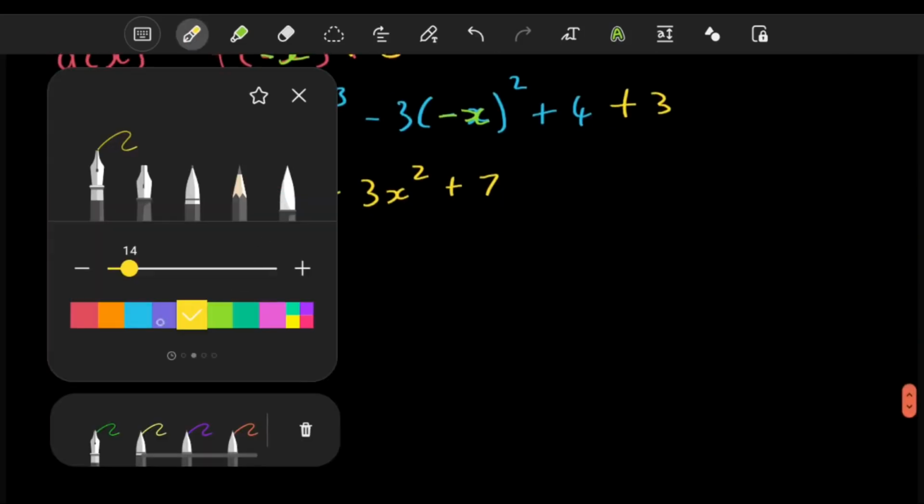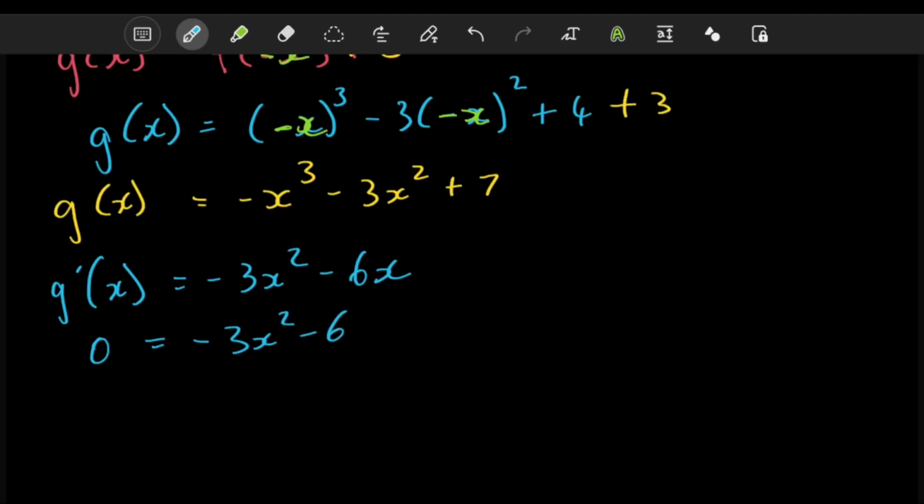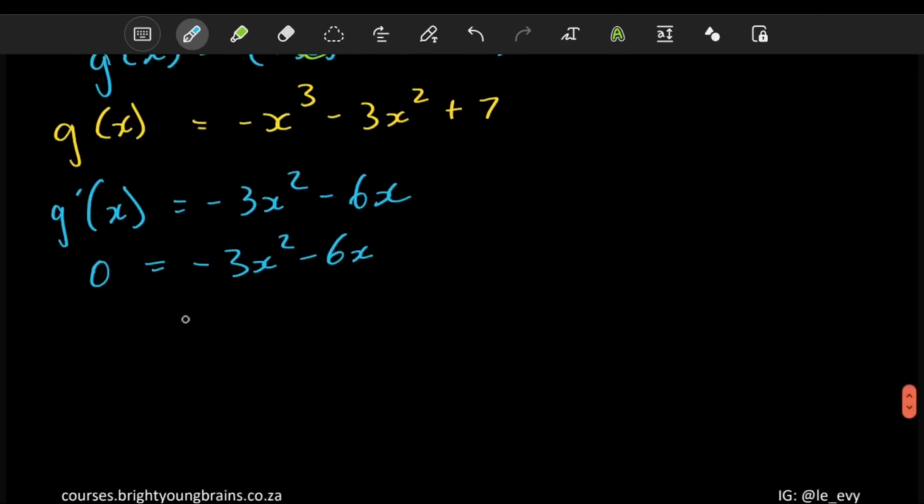So to get your turning points, you can still just differentiate and equate it to 0. So let's differentiate this. It's going to be negative 3x squared minus 6x. And then equating it to 0 to get the x values of the turning points, you're going to have negative 3x squared minus 6x equals 0. And then factorizing here, do what you gotta do. If you factorize, you're obviously going to get 2 x values. So let's just see what those 2 x values are going to be.